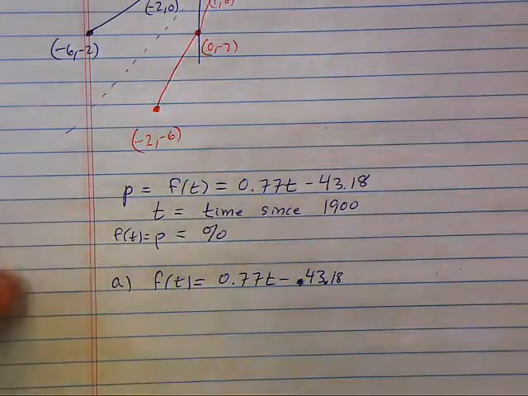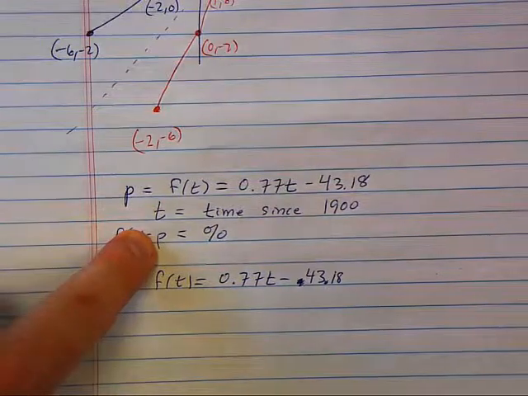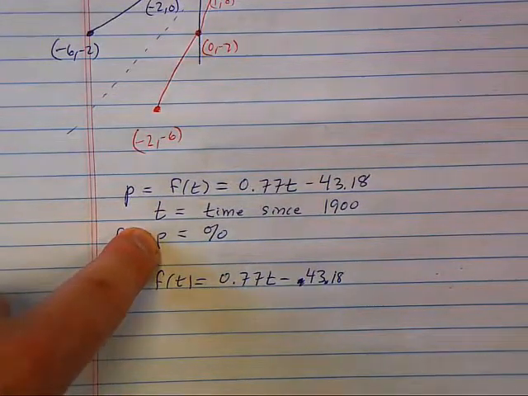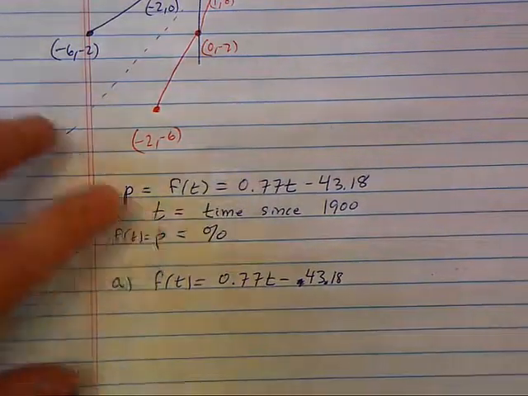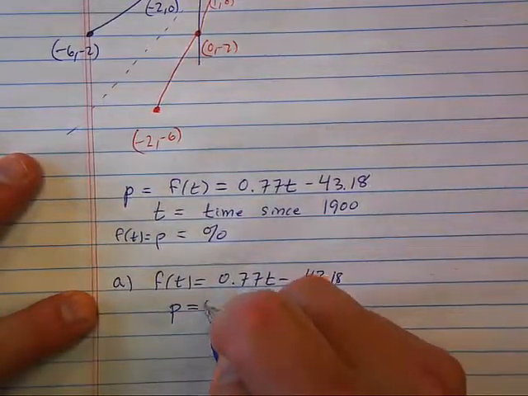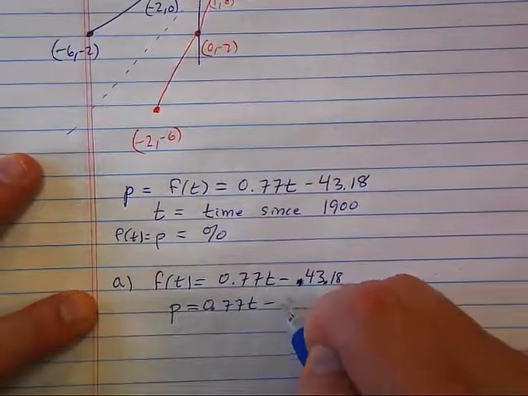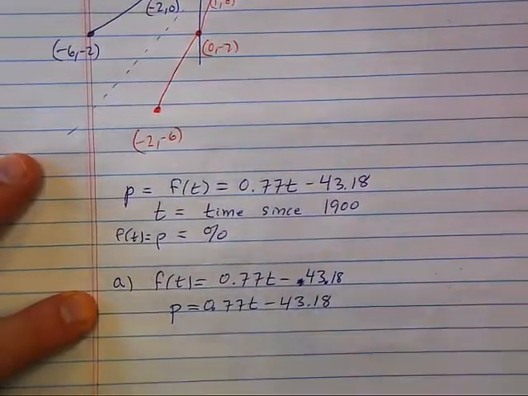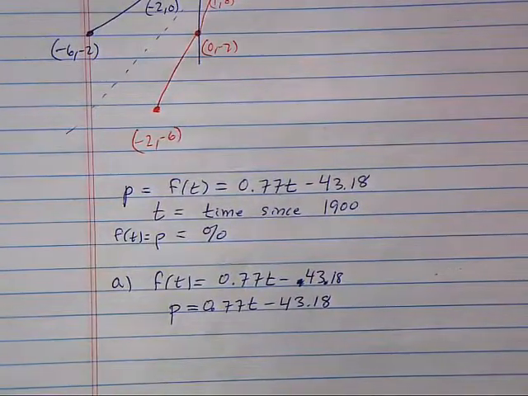Okay, well, in this case, I'm going to set it to p because they already called it p for me. So instead of using y, I'm just going to use p. Would it be wrong to use y? No. But I'm going to use p since they already gave me the letter p. P for percent, equals 0.77t minus 43.18. Now what do I do?